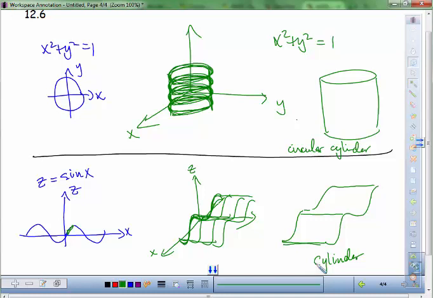I forgot what I said. What did I say? It's a two-dimensional shape that can be swept across the third dimension. It's a cylinder. I should have done a parabola because I would call it a parabolic cylinder. This one has a sine wave, so I'd probably call it a sine wave cylinder.